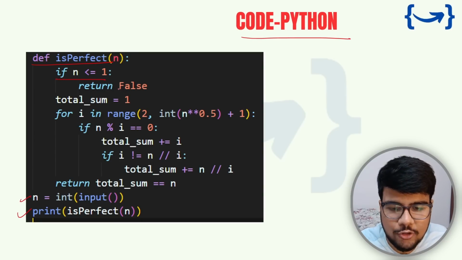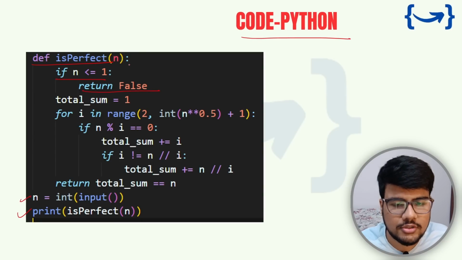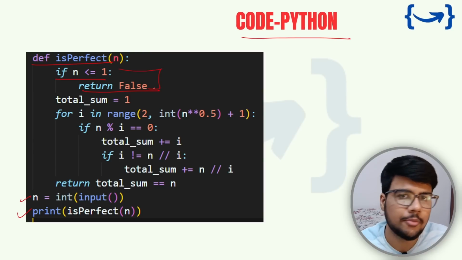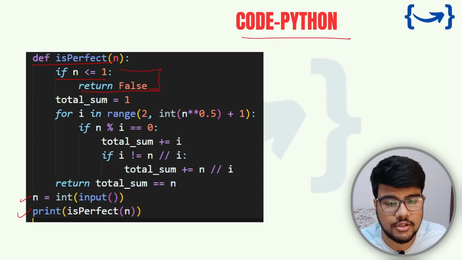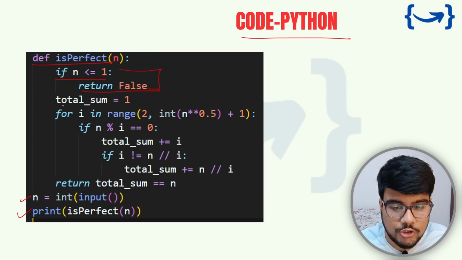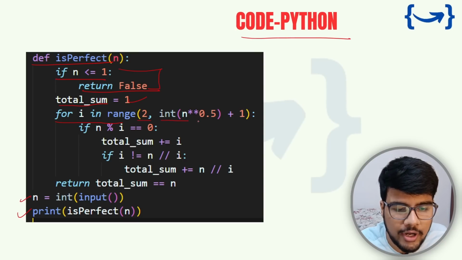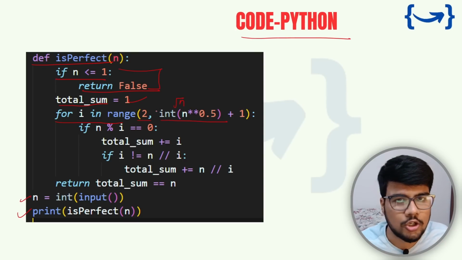If n is less than or equal to 1, please return false, because if it is less than or equal to 1, definitely the number can't become a prime factor, or a perfect number. So total sum is equal to 1. Yes. For i in range 2 comma int, so I am just moving till the root of n.